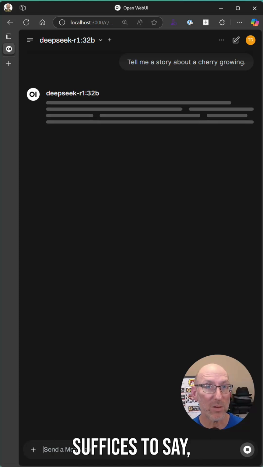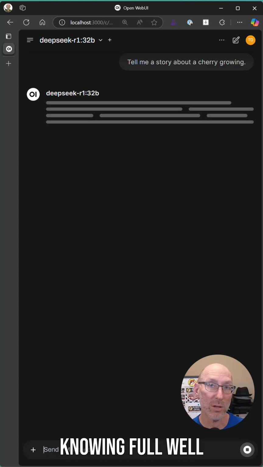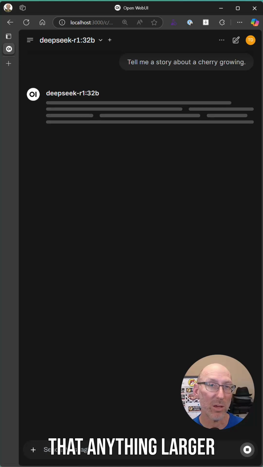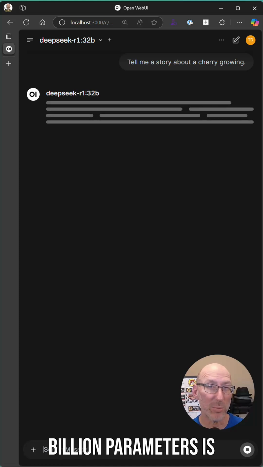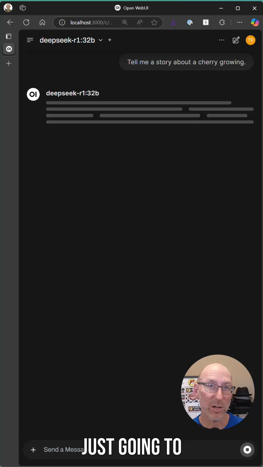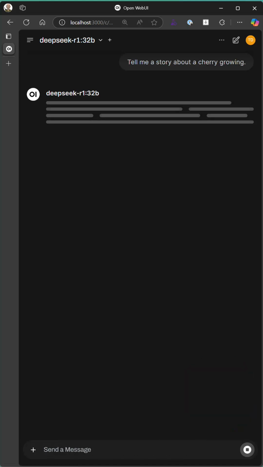Suffice it to say, it's probably one of the biggest models that I'll be working with, knowing full well that anything larger than probably 17 billion parameters is just going to crush the machine that I've got to work with, as well as my external GPU.